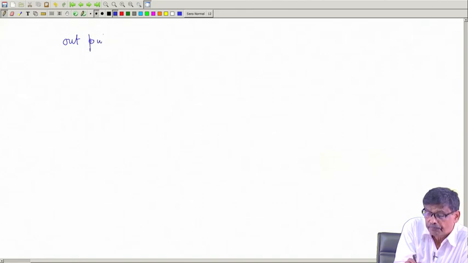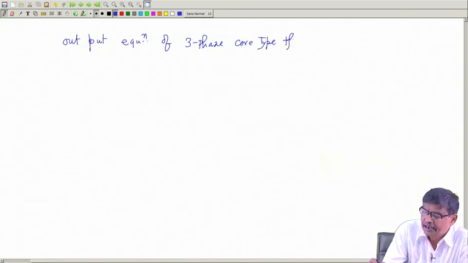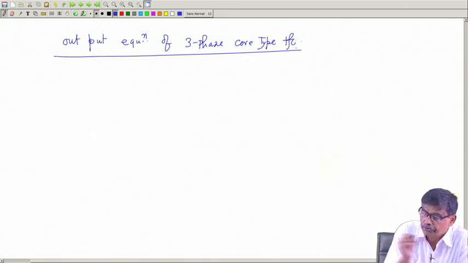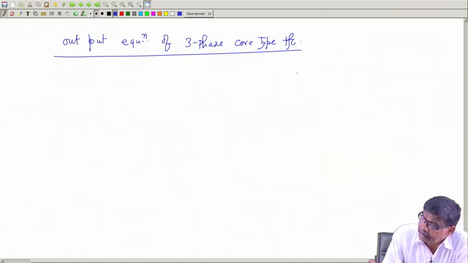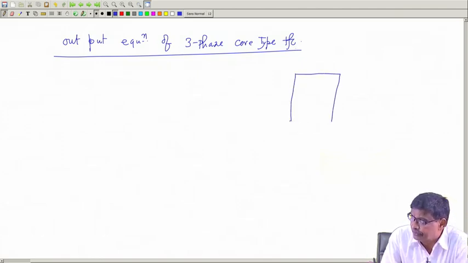Output equation of a 3-phase, 3-phase core type transformer. In the same way it can be found out. I leave it to you to find it out. That is, you remember, I leave it as an exercise to you.